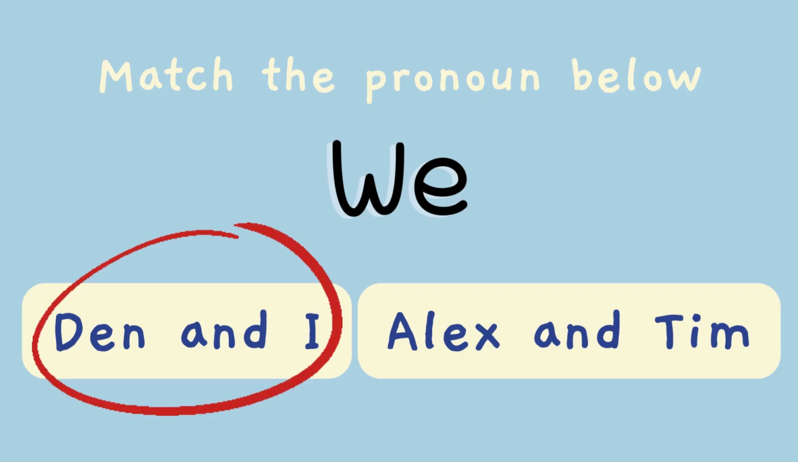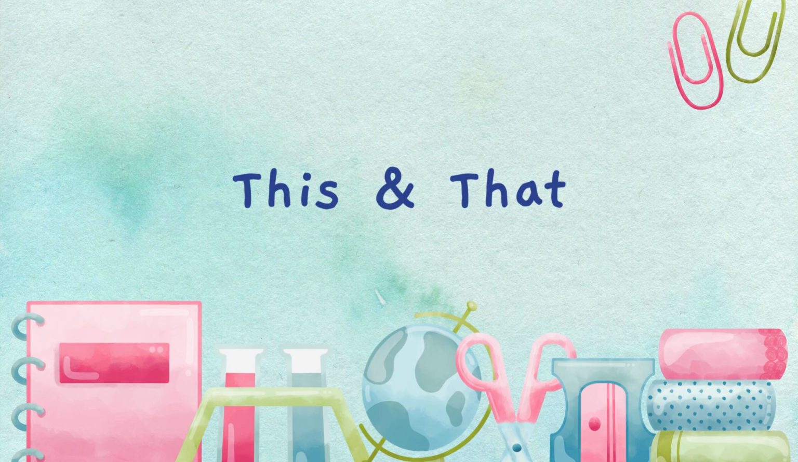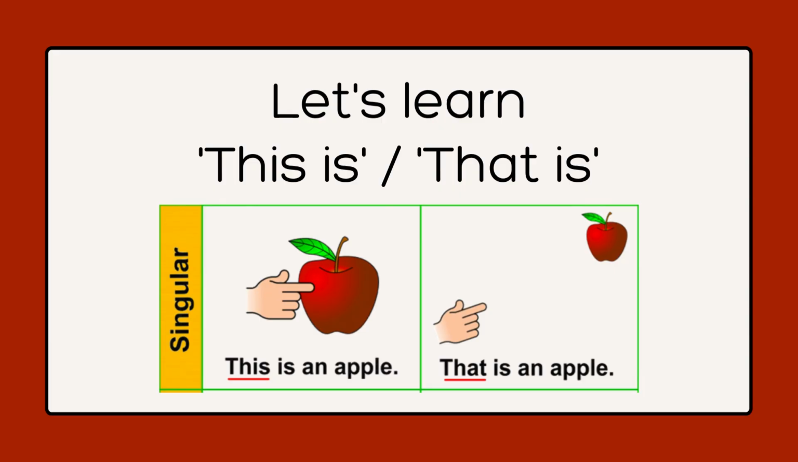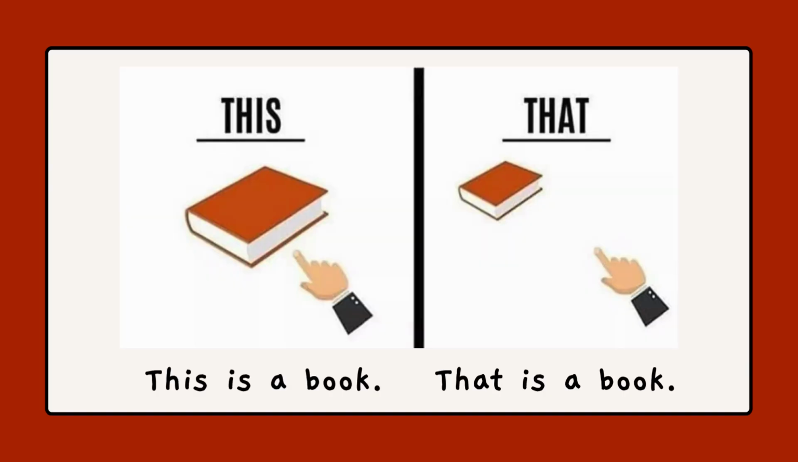Now let's learn something new. This and that. This is and that is. We use this to talk about something close to us and use that to talk about something that is very far away from us. Let's look at an example.